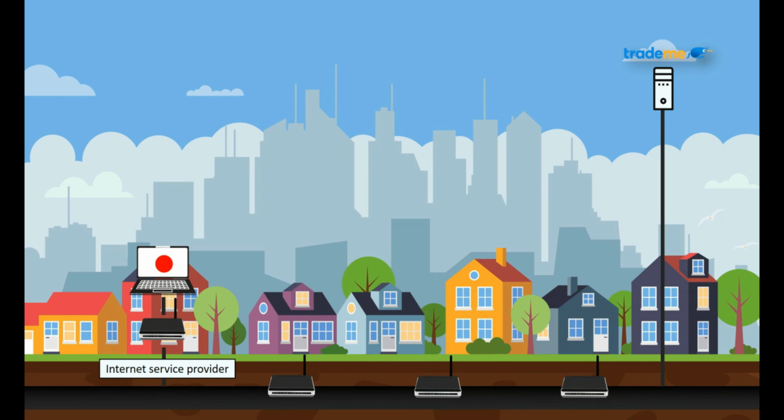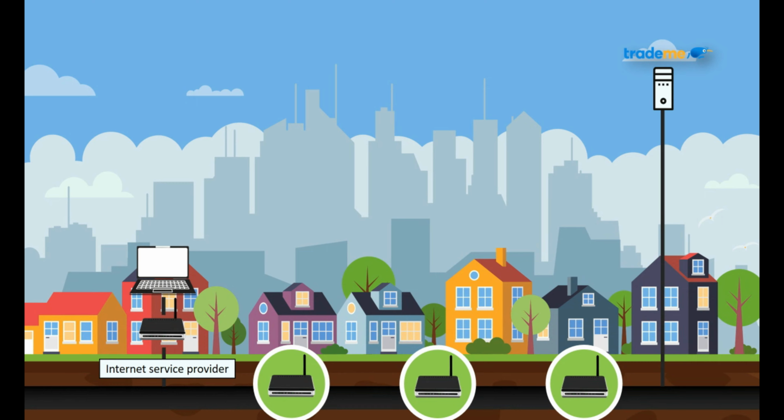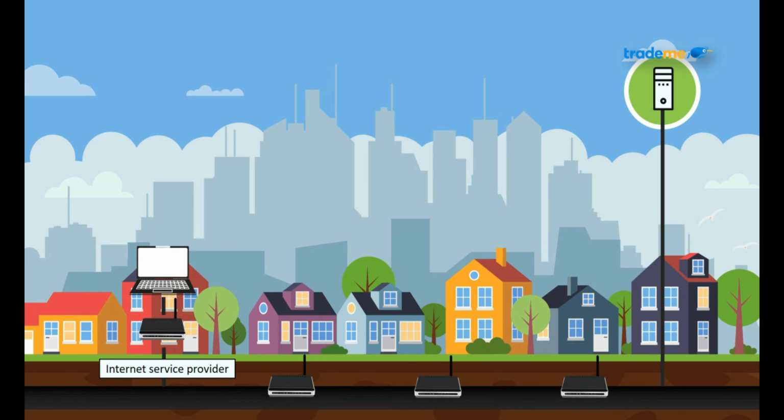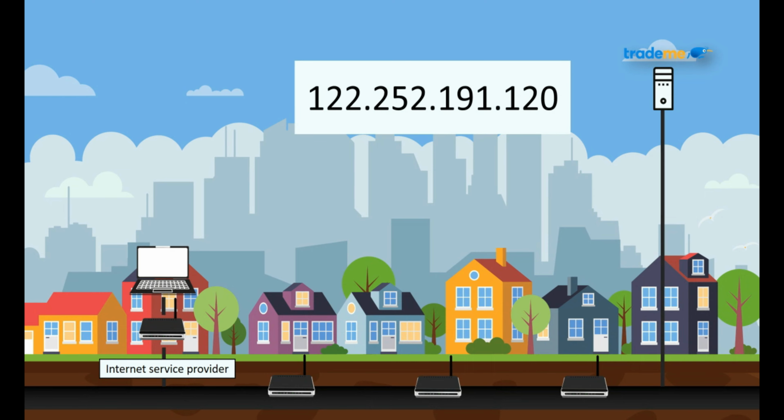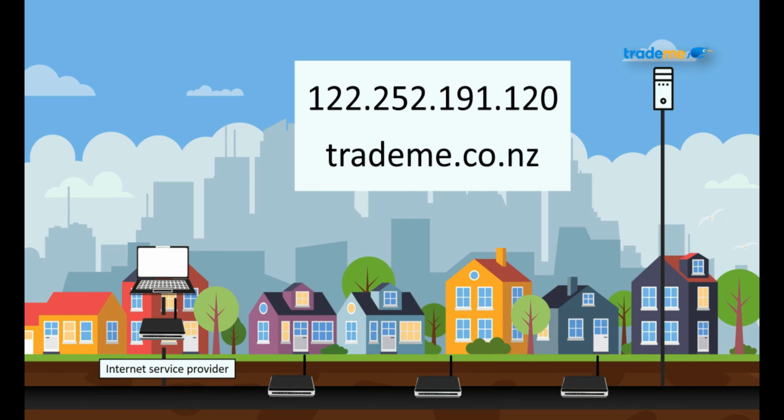Now, let's take a closer look at all those devices that were involved in this interaction. There's your computer, your router, your internet service provider's router, possibly several other routers along the way, and the server with the website you wanted on it. Each of those devices has a unique address, just like your house has a unique postal address. On the internet, these addresses look something like this. This is called an IP address, which stands for Internet Protocol.